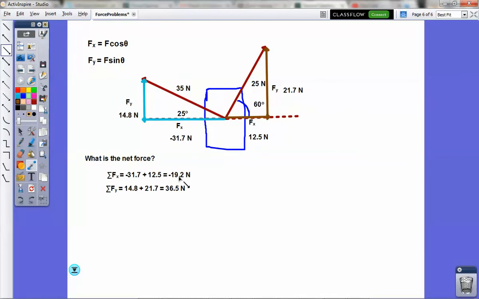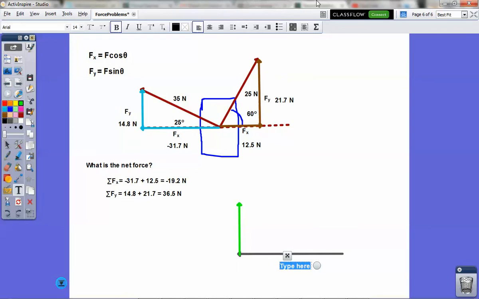The net x forces are pointing to the left, so I'm going to draw a vector that points to the left, like that. The net y forces are positive, which means they are pointing up. So I'm going to draw a vector up that starts at the end of the x vector.